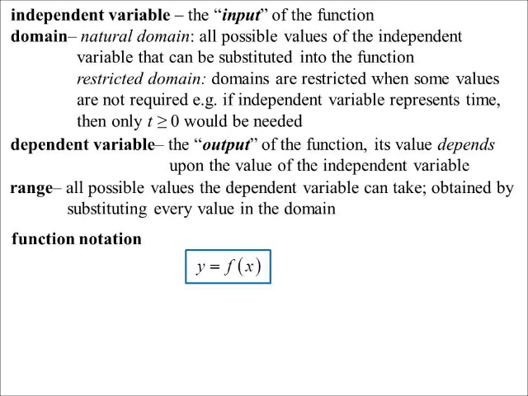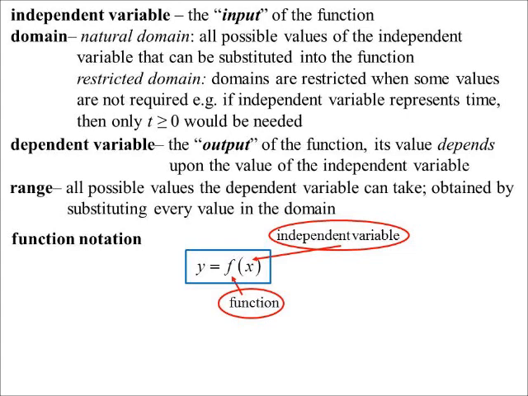So function notation, we often just write it like this. f is by far the most common one, I guess, f for function. It doesn't have to be an f, it could be any letter really. So we're saying y is a function of x. So that's indicating that x is the independent variable. f is representing whatever function we're using, and y is representing the dependent variable.